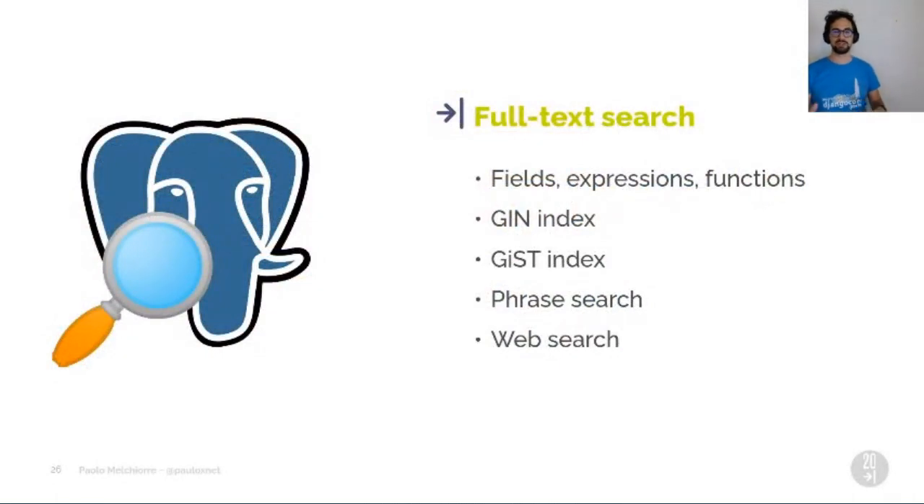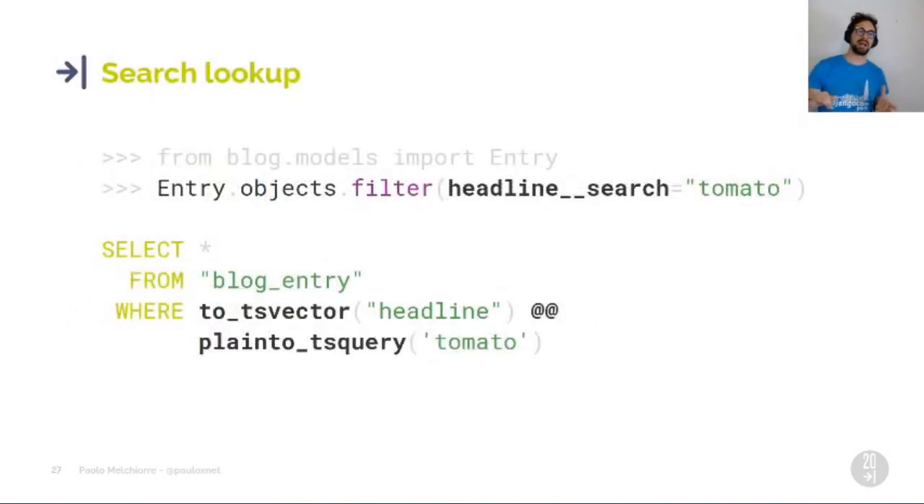The full-text search support in the Postgres module has specific fields, expressions, and functions. If your Postgres version is recent enough, you can also use specific indexes, phrase searches, and web search style. Without any customization, we are able to perform a full-text search on a single field of the entry model. For example, we can search for a word in the plural form and have results in the singular form.